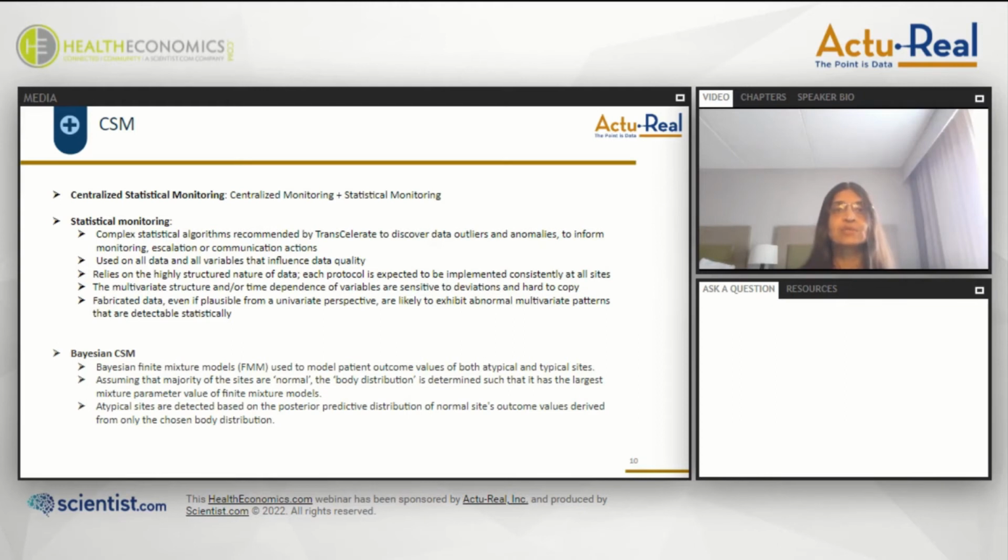The statistical monitoring is used on all data and all variables that influence data quality. It relies on the fact that data are highly structured when they are collected as part of clinical trials, and each protocol is expected to be implemented consistently at all the sites. So the difference in the sites can be identified because we expect all sites to be collecting data consistently. Also, the multivariate structure or the time dependence of the variables are sensitive to deviations, and the multivariate structures are a little hard to copy. So some of the statistical tools are based on the fact that it's going to be difficult to fabricate data in a way that these multivariate structures can be adequately reproduced. And then there are other advances, like Bayesian centralized statistical monitoring.